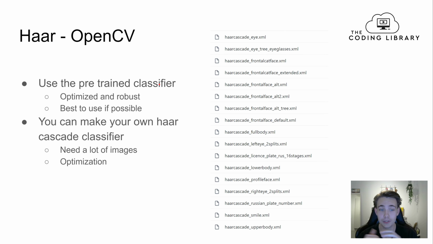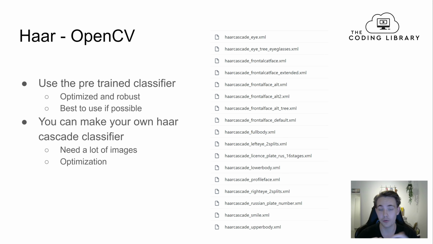So all of these pre-trained classifiers here are already optimized and really robust. So they're really good to use, and also kind of the best to use if possible, and if they fit your application. But it's also possible to make your own Haar Cascade Classifier if you have a lot of different images of the object that you want to detect or recognize, and then you can do the optimization by yourself.